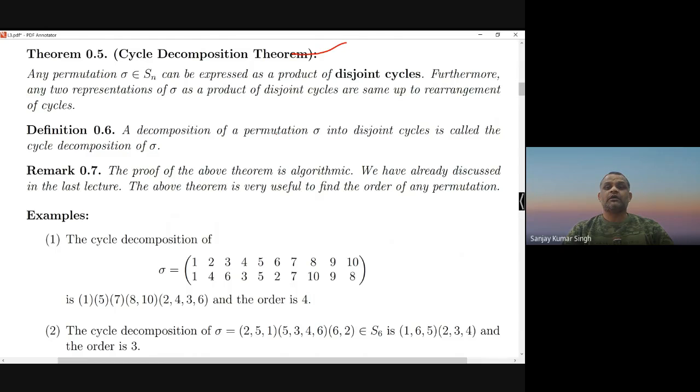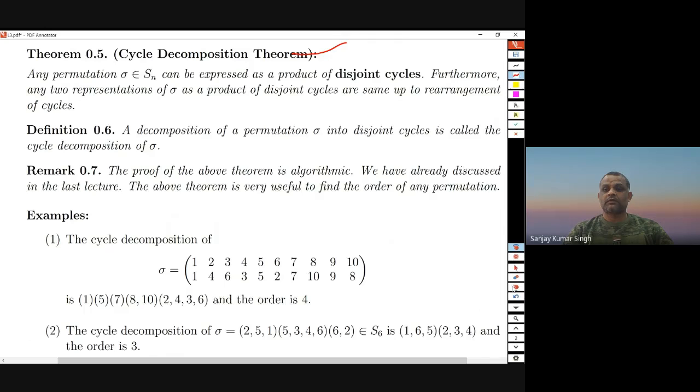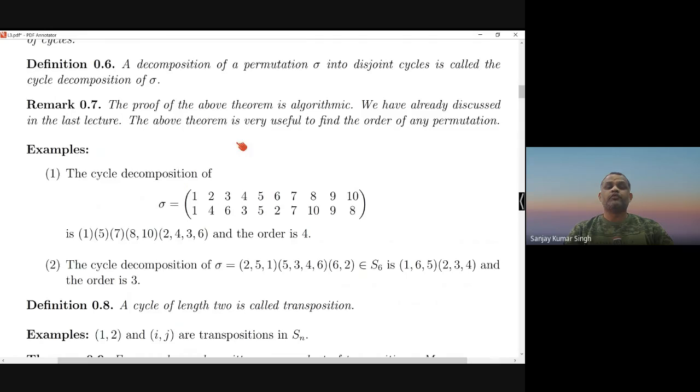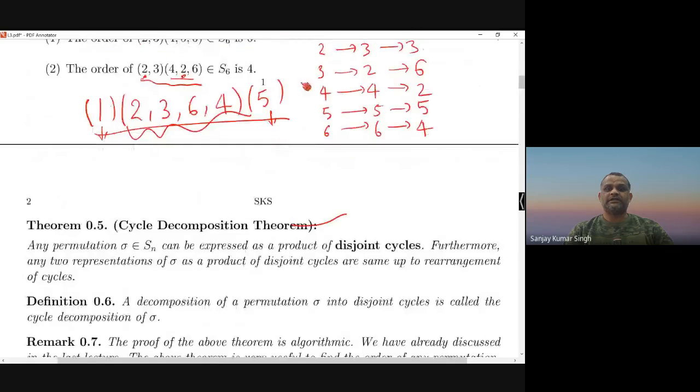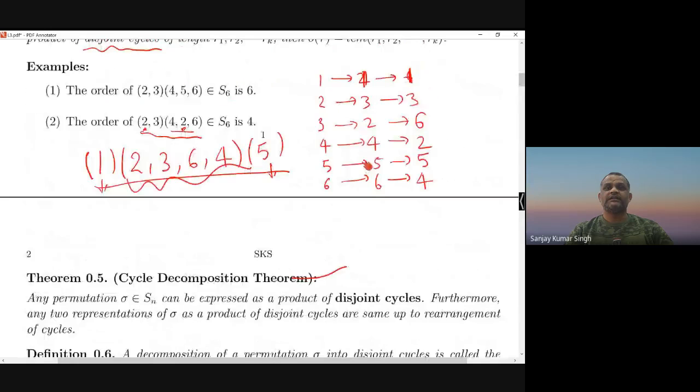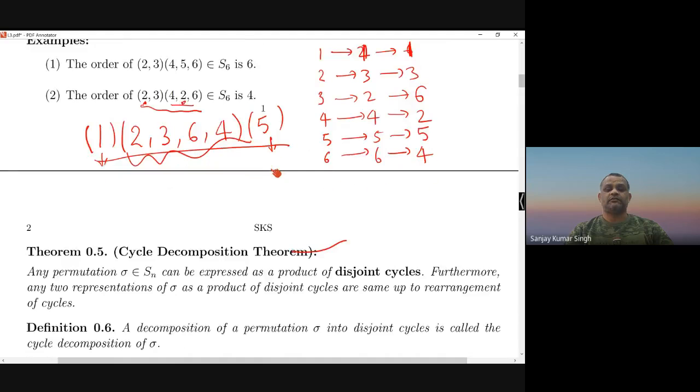A decomposition of a permutation sigma into disjoint cycles is called the cycle decomposition of sigma, the disjoint cycle decomposition of sigma. And the proof I have just explained like this. I will take any permutation, write it in array form, then write the images and write them in cycle form.